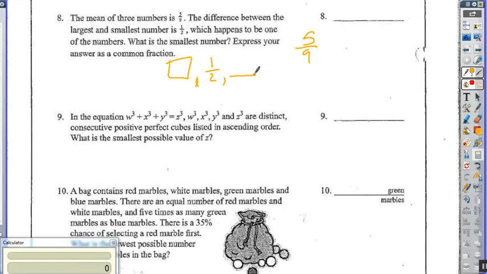Now, right away, I can write an equation. And the equation is the difference between the smallest and the biggest. So let's call this y. Let's call this x. You'll see why I switched the orders in a second. And so I have x minus y is equal to 1/2. Great. Then, the other key is the whole idea of the mean of the three numbers being 5/9.